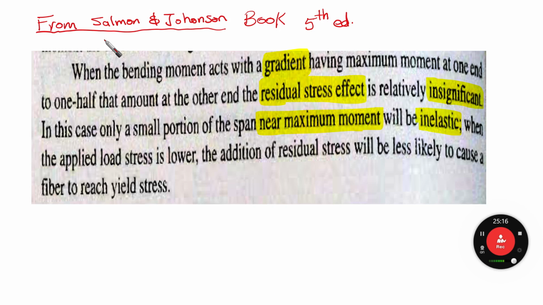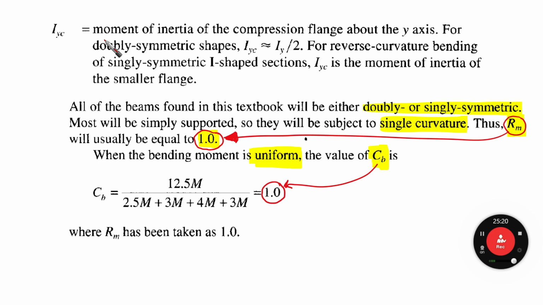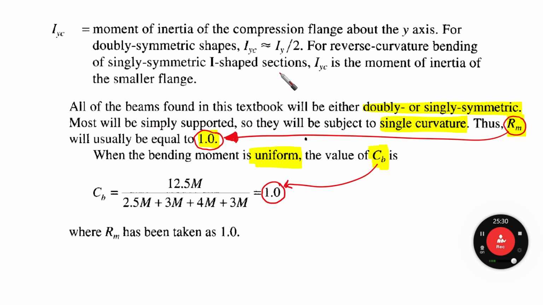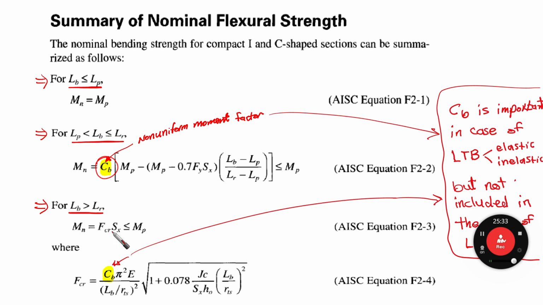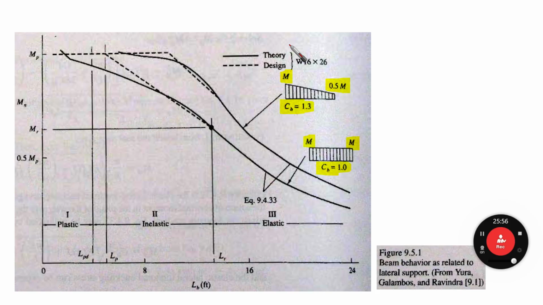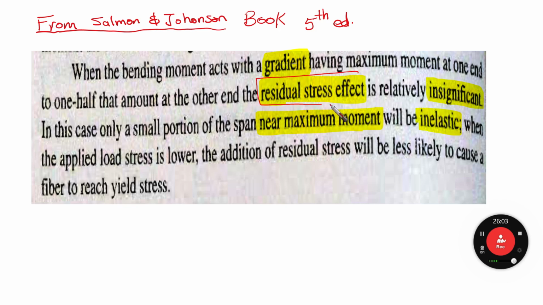So I'd like to recap what I have mentioned before. We are talking about CB, and this CB has contribution from two different parts. After that, we mentioned why it is important to know about CB. We found that it has some role in lateral torsional buckling zones, whether elastic or inelastic, and it is going to increase our nominal flexure strength. And the main reason for the gradient moment giving us higher resistance, as we mentioned here, we attribute to what we call the residual stress effect.